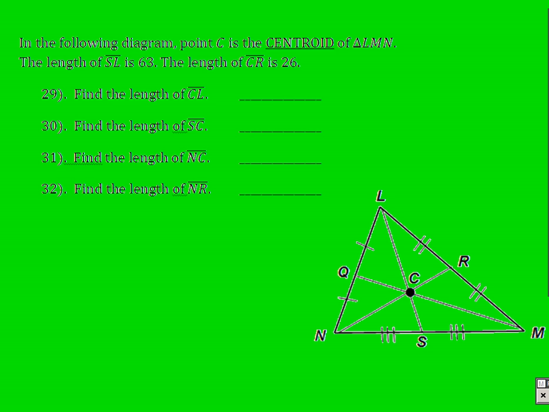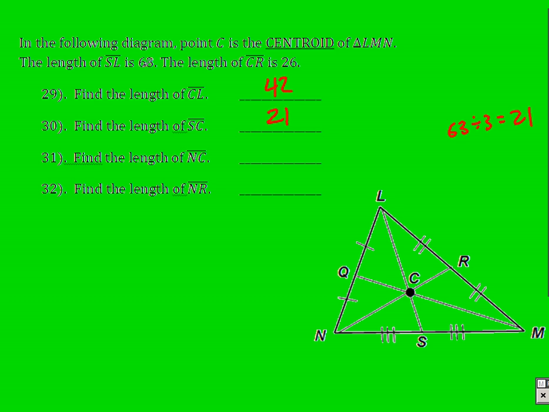In this one, we start with SL being 63. That means that the whole thing is 63. Each of the three pieces is 63 divided by 3, which is 21. So, the smaller piece goes from the center to the side. So CS needs to have one piece, 21. CL needs to have two of those pieces, 42. And check yourself, 42 plus 21 does equal 63, so we're good.